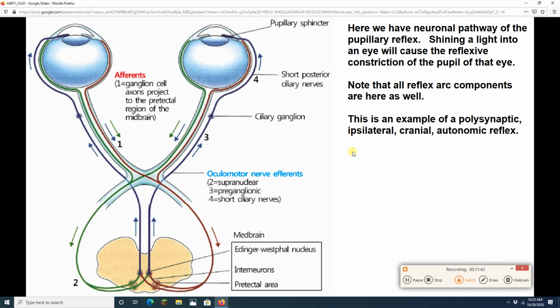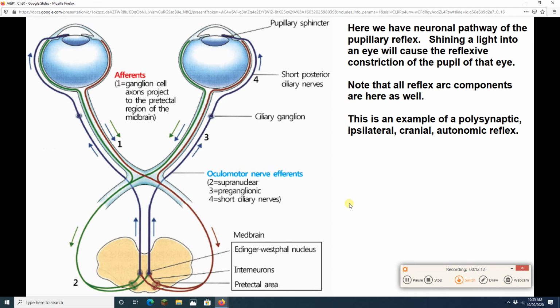By the way, there's a separate reflex going on. If you shine a light into the right eye, the left eye will constrict. And that one is a contralateral reflex. Lastly, because we have interneurons in this reflex arc, this is a polysynaptic reflex. So this is our final reflex example. We did the stretch reflex, we did the withdrawal reflex, we did the crossed extensor, and now the pupillary reflex.